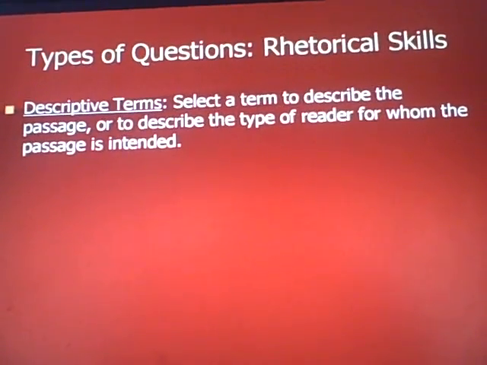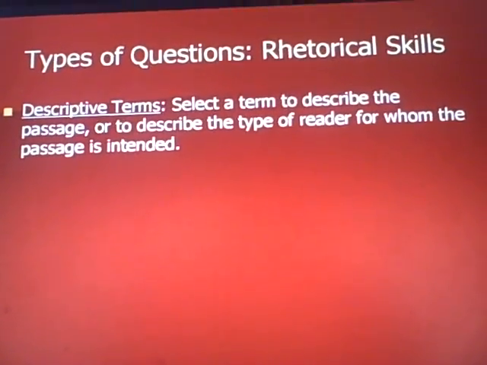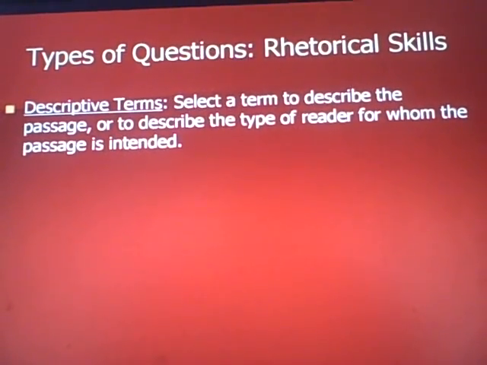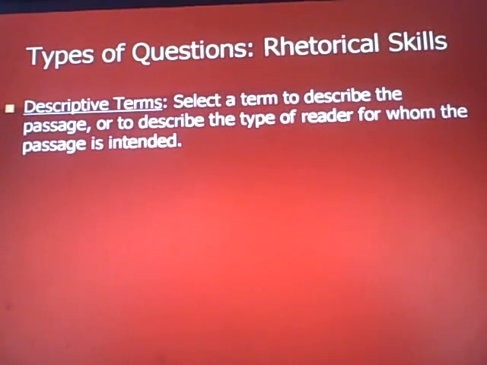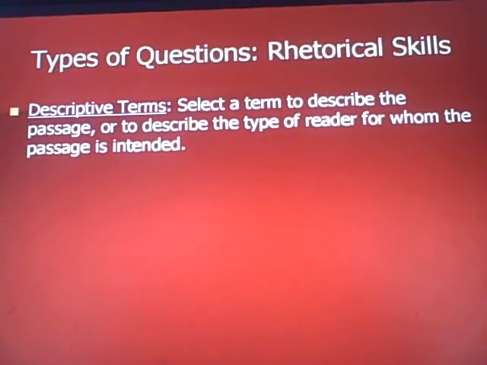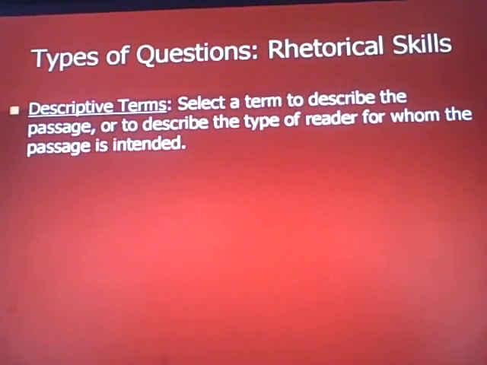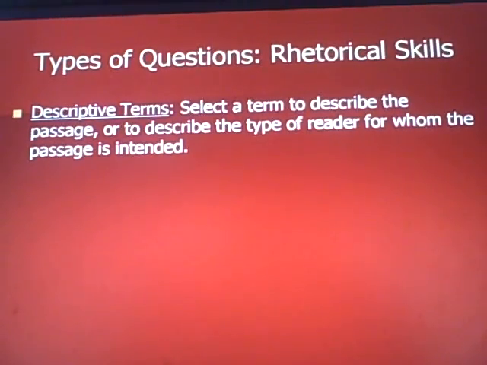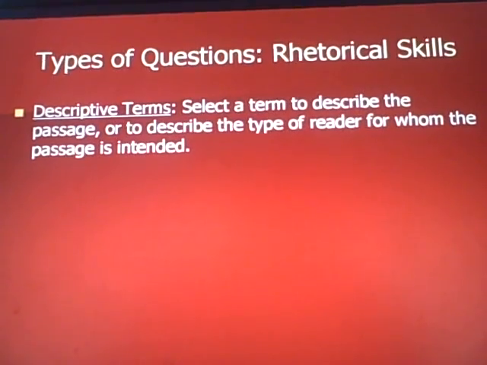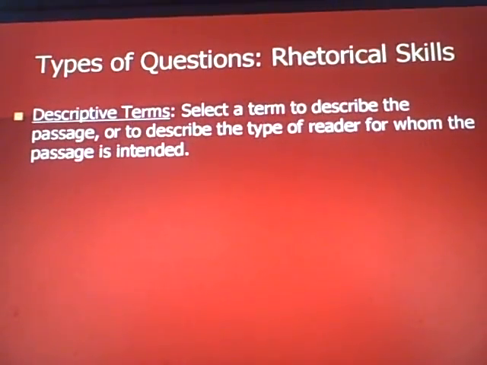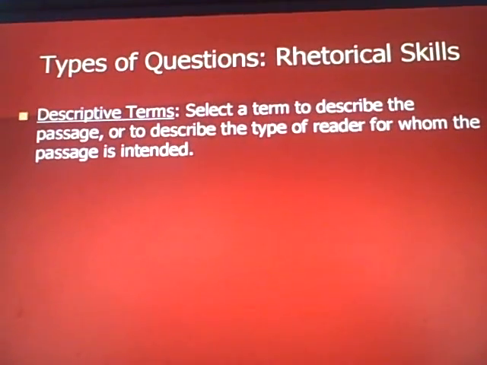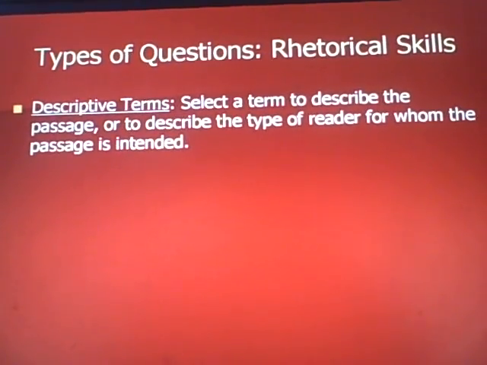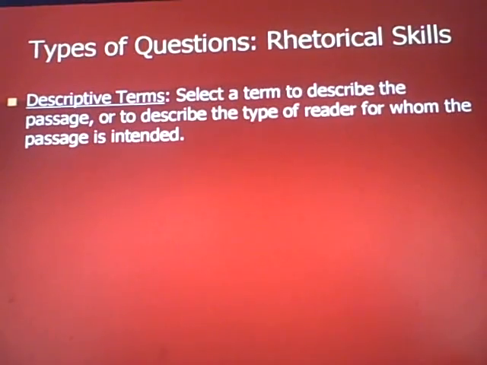Types of questions with rhetorical skills. Descriptive terms. Select a term to describe the passage or describe the type of reader for whom the passage is intended. Well, we think the best way to describe the mood is dark and gloomy, or we think this is best directed to a reader who is skeptical about the information being presented, or someone who likes humor, likes things explained with humor. You're going to be asked to select from various descriptive terms.